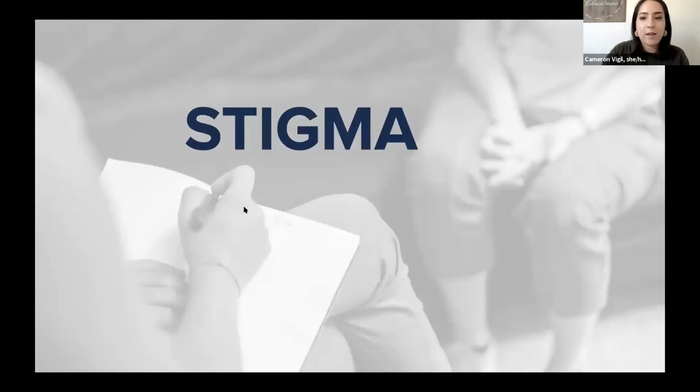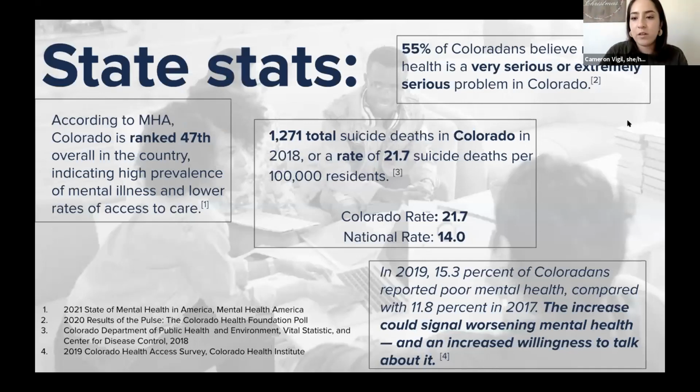As I mentioned, we're going to have some young adults join us here in a few minutes to share their personal stories. But I wanted to share a few statewide stats for you to think about. I'm not going to go through these word by word, but a few that jumped out to me as Young Invincibles was doing research was that Colorado is ranked 47th overall in the country, indicating that we have a high prevalence of mental illnesses and lower access to care. That was a report done by Mental Health America.